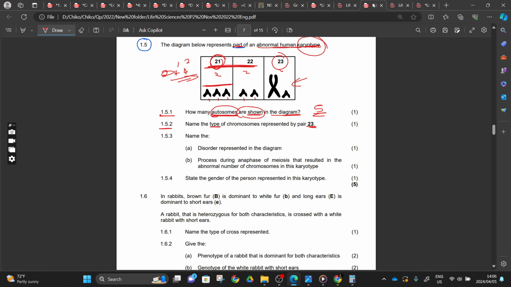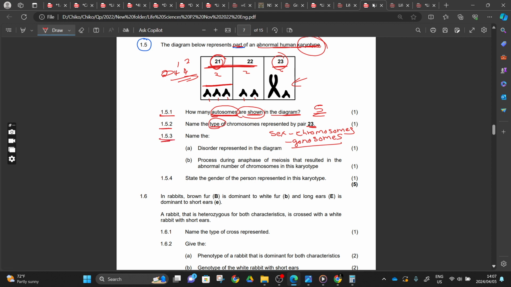Name the type of chromosomes. This will be sex chromosomes. These are the type of chromosomes represented here. We are representing sex chromosomes, or you can just say gonosomes. I don't think they can penalize you, because gonosomes are the type of chromosomes at pair number 23. These are the sex chromosomes.